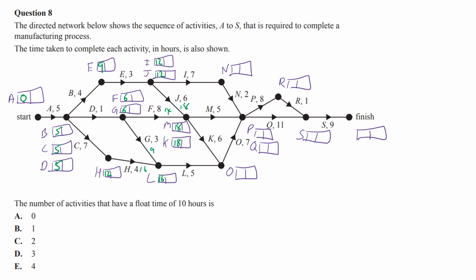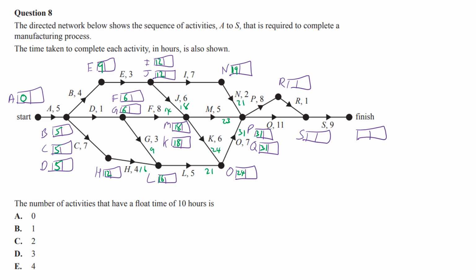16 plus 5 is 21. 18 plus 6 is 24. I'm going to choose the 24. 24 plus 7 is 31. 18 plus 5 is 23. 12 plus 7 is 19. 19 plus 2 is 21. I'm going to choose the 31 to start P and Q.